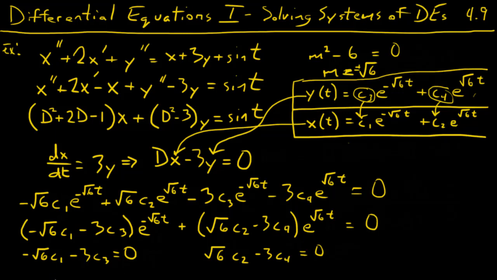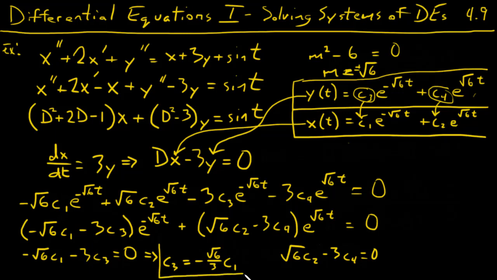So what does that mean? Well, that means that when I solve out, let me make a little bit of room and redo that: root 6 C2 minus 3 C4 equals 0. All right, so now I'm going to solve out. And when I do, I'm going to get that C3 is equal to negative root 6 over 3 C1, right? I just move that over and then divide by the negative 3, and so that's what I get.